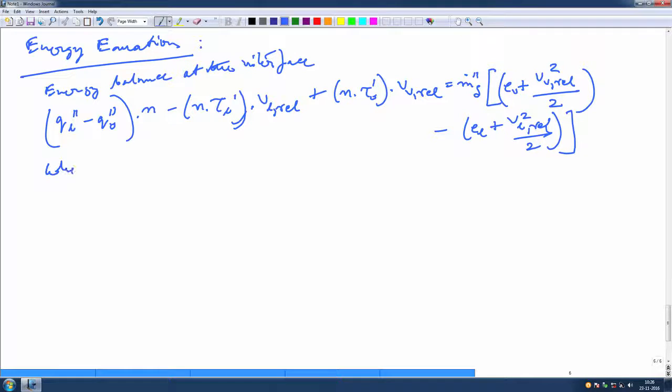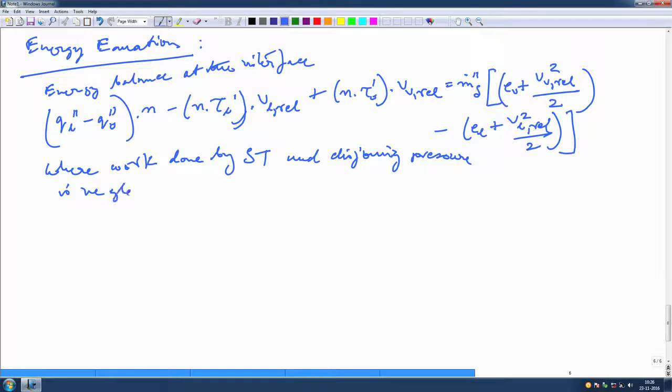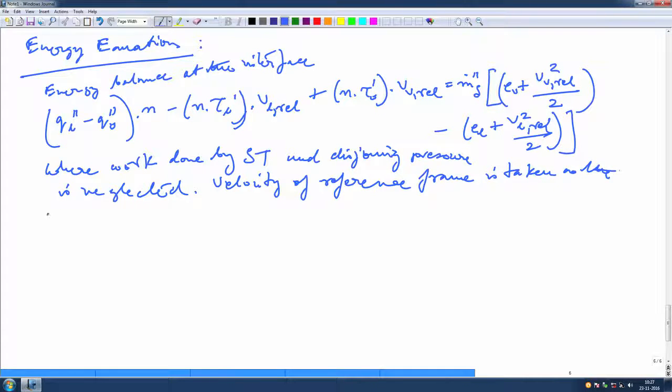Okay, where in this particular form, the work done by surface tension and disjoining pressure is neglected. Okay, and the velocity of the reference frame is taken as the interfacial velocity VI, right? Okay, so now this can be further written in this particular form, KV.